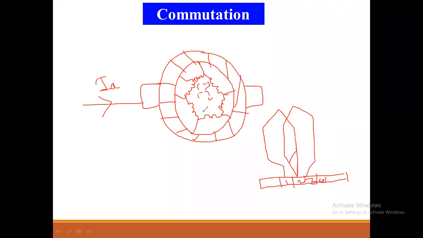दोन parallel path मध्ये divide होईल. So this will be, one is current flowing from this side, that is IA divided by 2, and another one current flowing from this side, that is IA divided by 2.